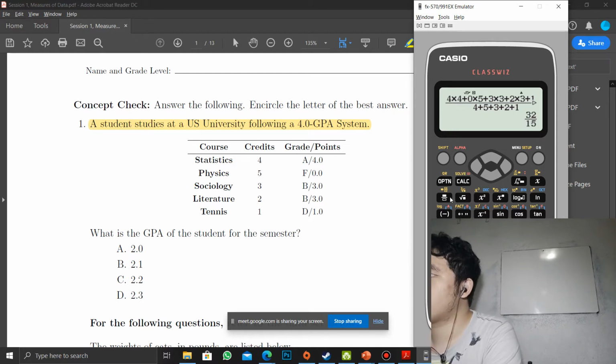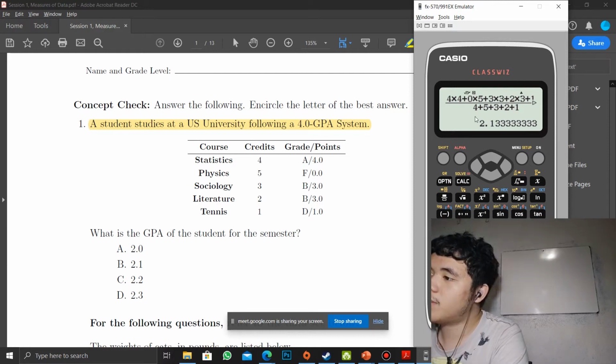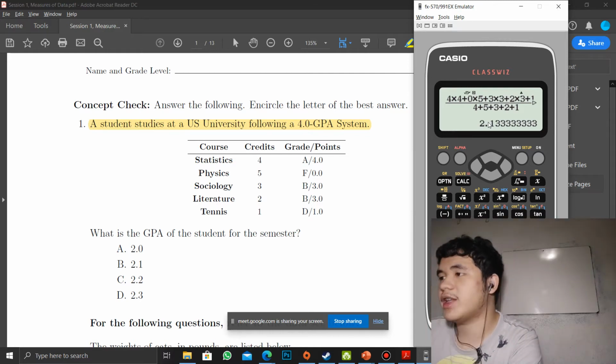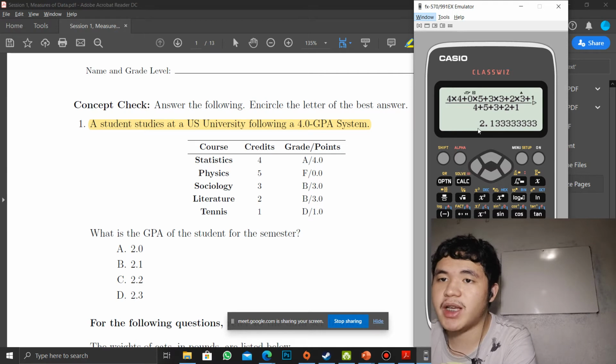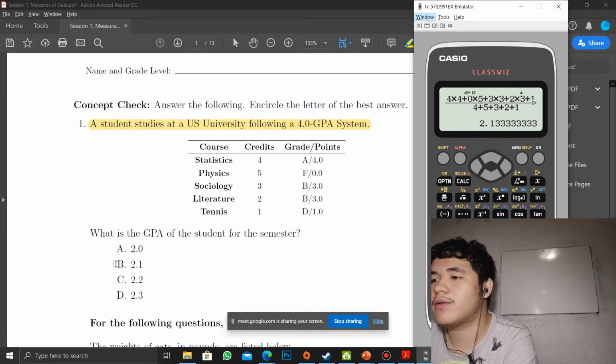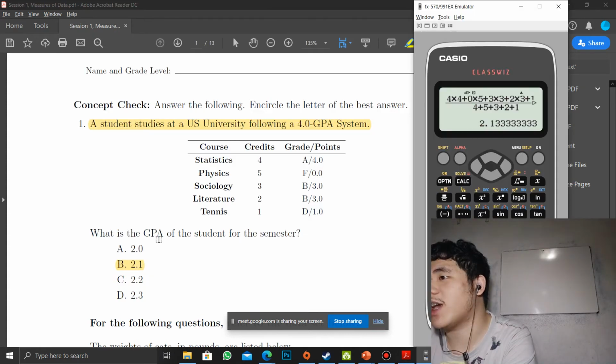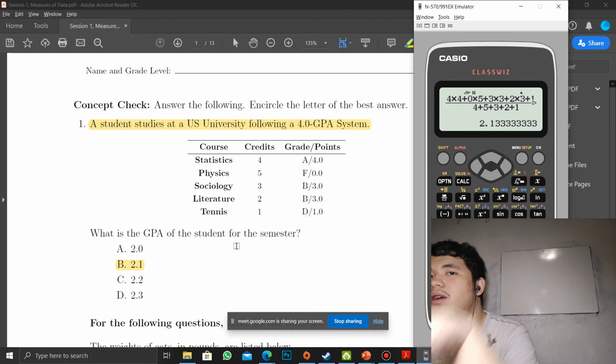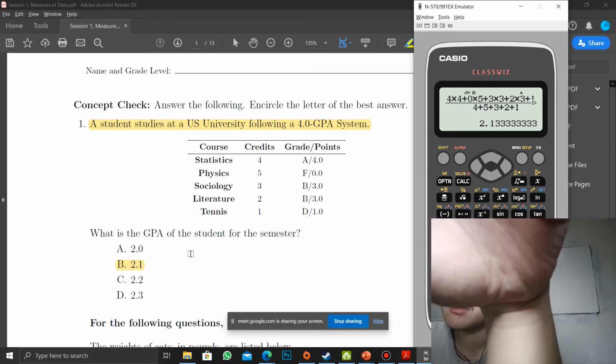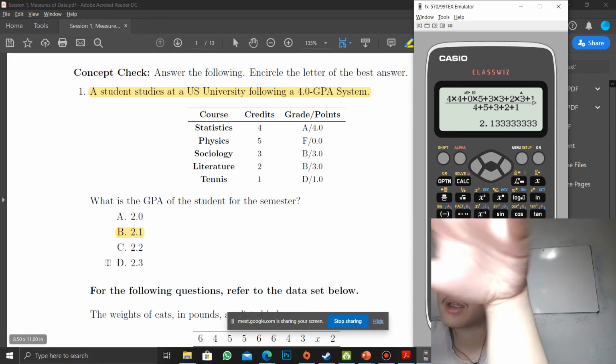We get this, or 2.133. Get one decimal place lang. Round off, hindi round. Round off. So, dapat 2.1, no? Nakuha ba yun, guys? Nakuha ba? Yes, po. Okay, sige. Let's go.